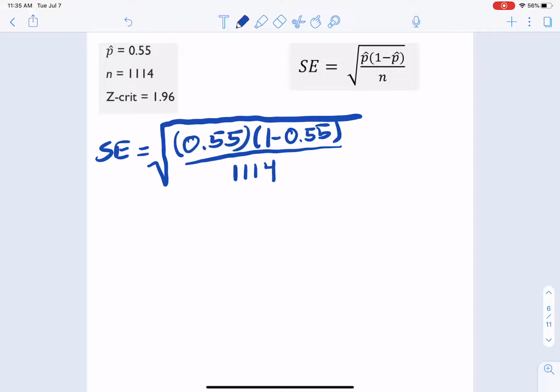Okay, and let's see. So I've actually got this calculated ahead of time. But it turns out that this equals 0.15. Okay, so again, I've said this before, I'll say it again. Be very careful with your order of operations here. Know that you're supposed to first do 1 minus that, and then multiply them together, and then divide, and then take the square root of all that, right? Calculators make this much easier, but do keep track of your parentheses and such, okay?